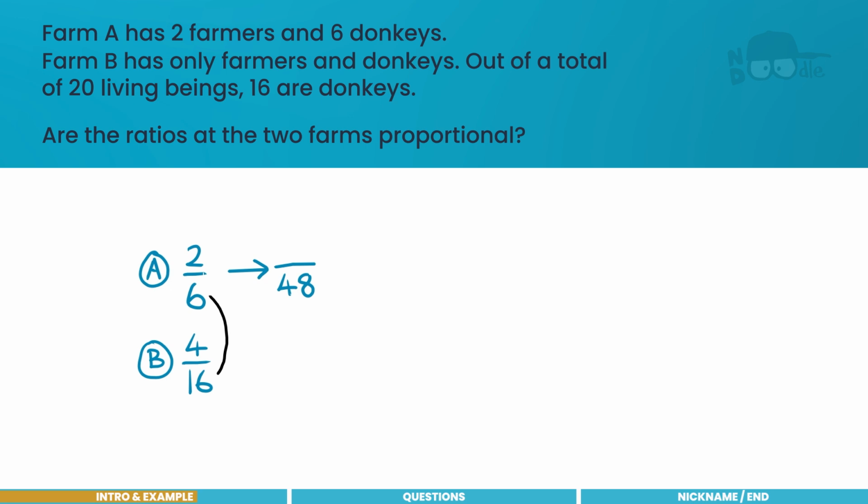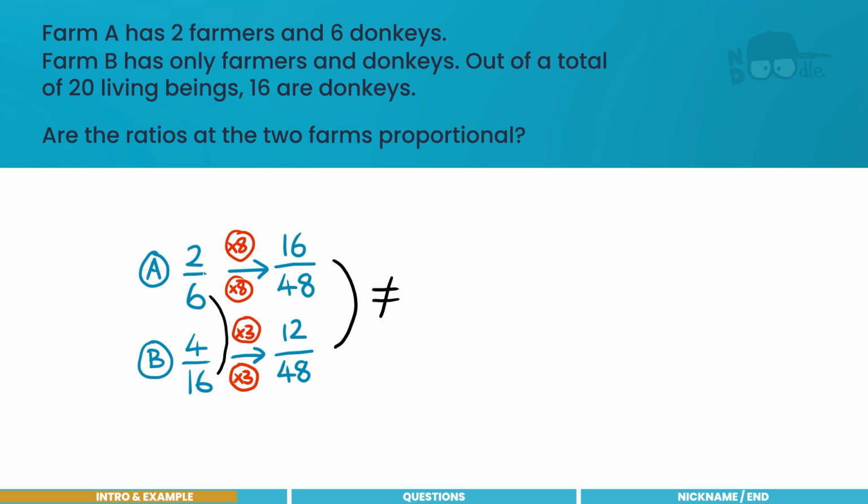For the first ratio, 6 needs to be multiplied by 8 to get 48. Therefore, we also need to multiply the top by 8, and 2 times 8 is 16. Looking at the second ratio, 16 needs to be multiplied by 3 to get to 48. Also multiplying the top by 3 gives us a ratio of 12 to 48. 16 to 48 does not equal 12 to 48. So again, the farms are not proportional.